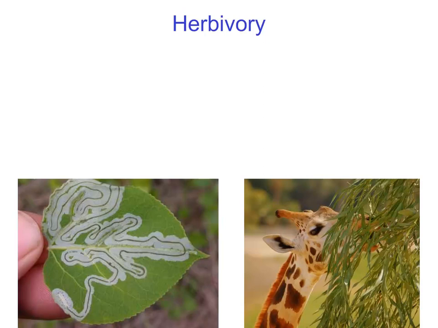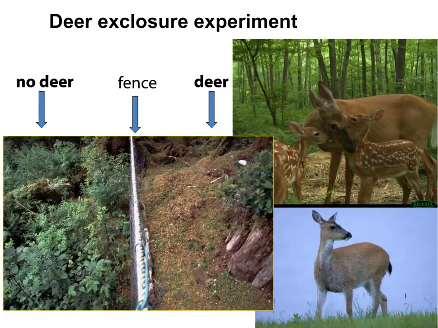And then, of course, you've got a giraffe munching on a tree very happily. The tree, by the way, is not so happy. Just to give you an idea of how much herbivores can really impact plants, here you can see a deer exclosure experiment where there's been fencing that does not allow deer to come in. So you're looking at the same part of forest where deer have been blocked off, as well as an area where deer are allowed to go.